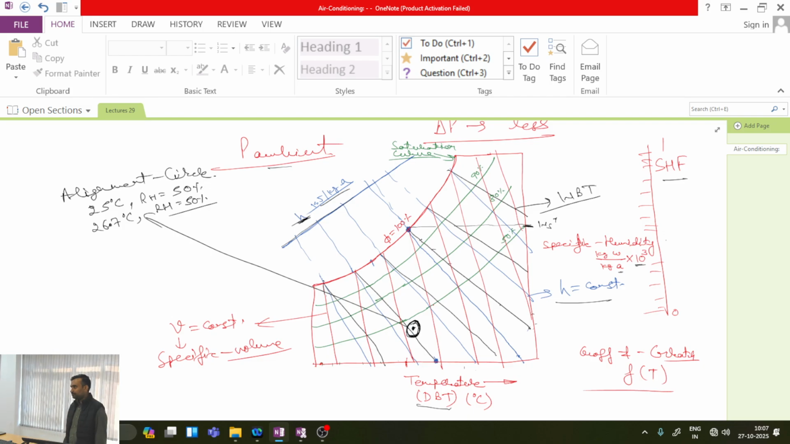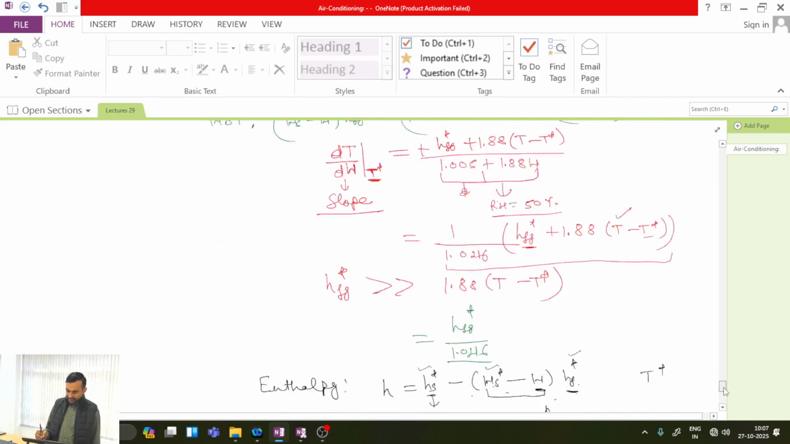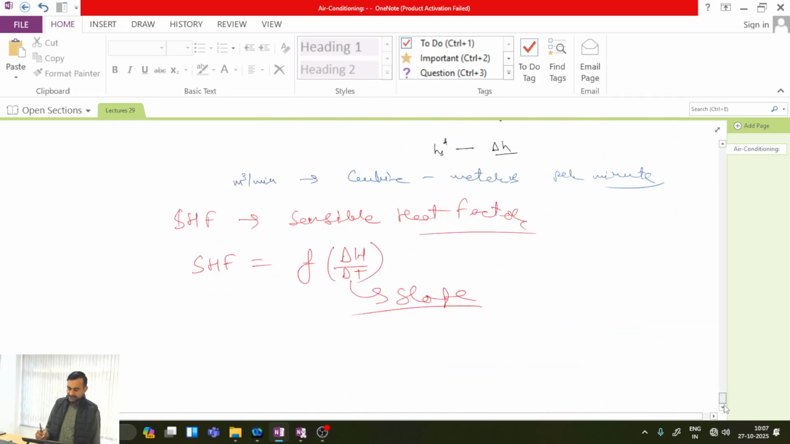Is this point clear? About dew point, wet bulb and dry bulb temperature, I already discussed in the previous lecture that at saturated condition all these three temperatures are the same, whereas for unsaturated air, the dry bulb temperature will be highest, then the wet bulb temperature, and after that the dew point temperature.